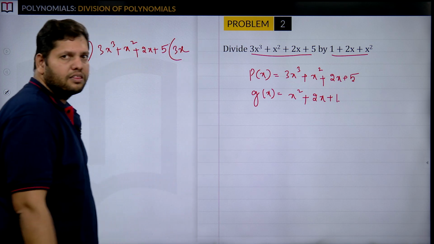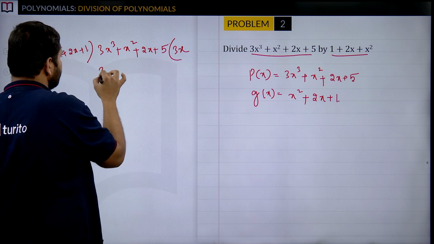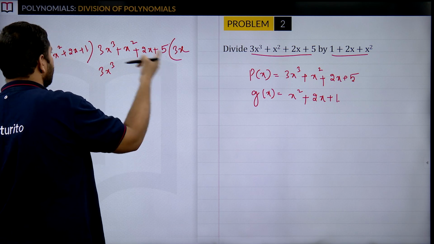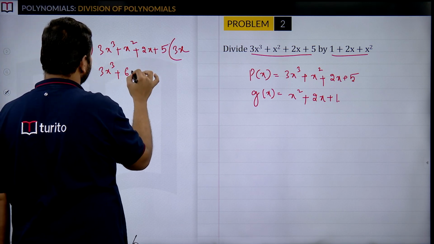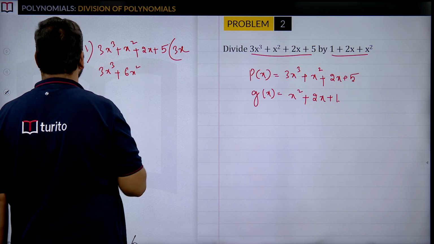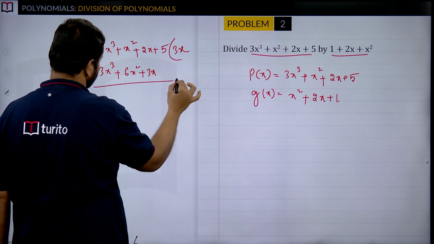So I am multiplying a 3x term. So 3x term means what? This is 3x into x square. So we can write 3x power 3. Next one, this is plus 3x into 2x. We can say 6x square. 3x into 1. So we can say it is 3x. Clear, children?